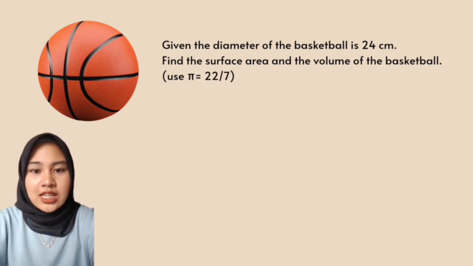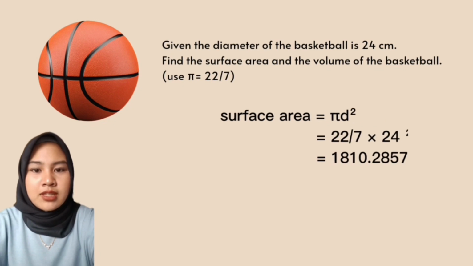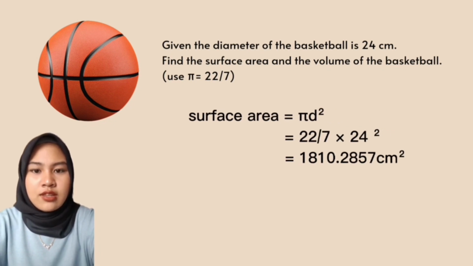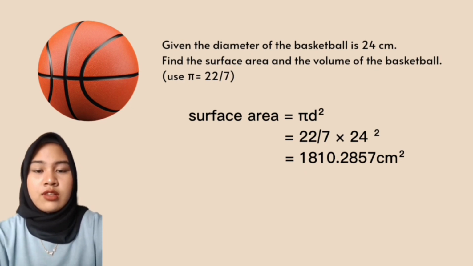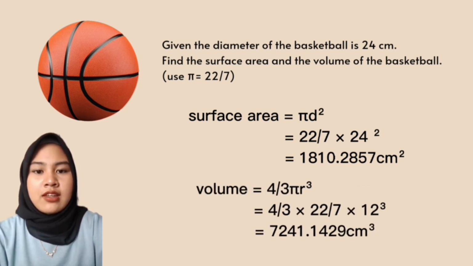The diameter of the basketball is 24 cm. Use pi equal to 22/7. To find the surface area, we can use the formula pi times diameter squared. The calculation is 22/7 multiplied by 24 squared. So, the answer is 1810.2857 cm squared.